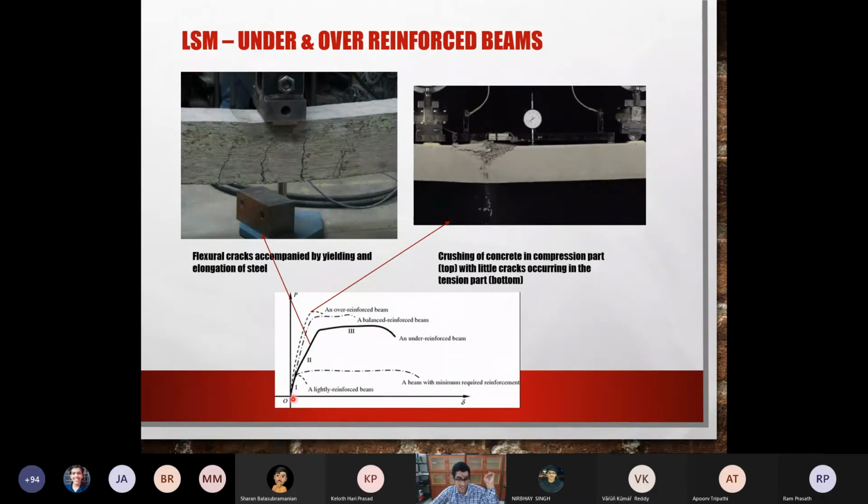And something which hardly has any reinforcement is just going to break like that, because you see there's a very, very big difference between an under-reinforced beam and a no-reinforcement beam. Why is there such a big difference?